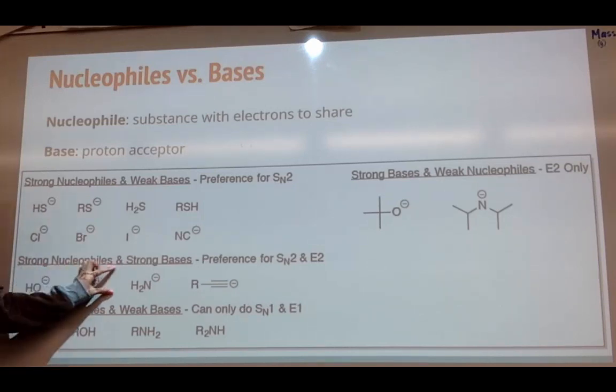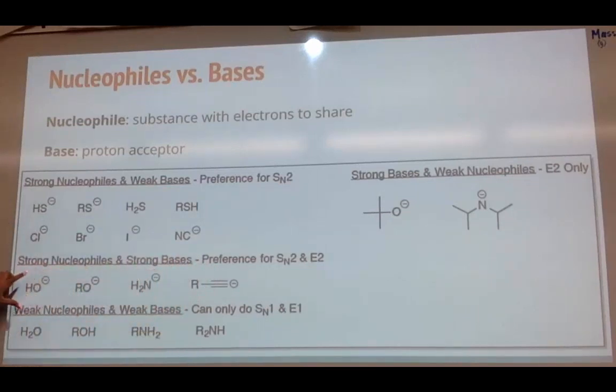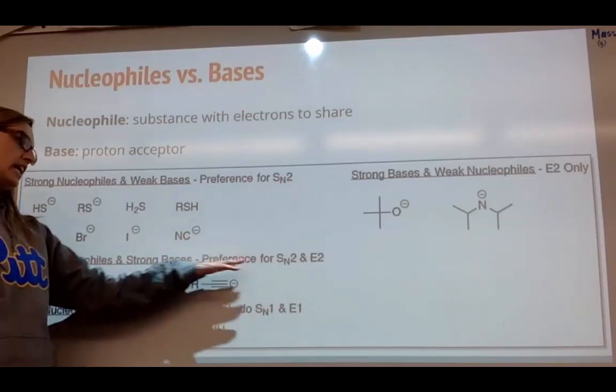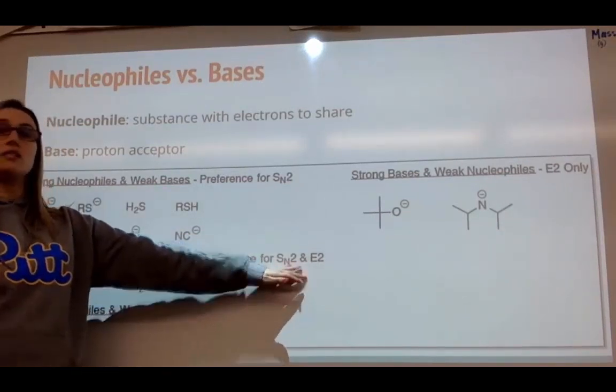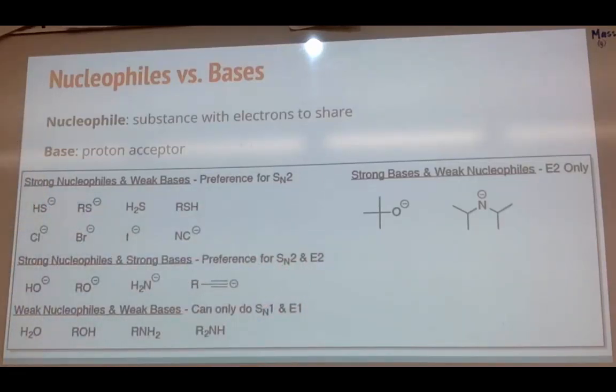Strong nucleophiles and strong bases. So you'll notice when you have a strong nucleophile and a strong base, so when they are one and the same, it can favor SN2 or E2. So strong nucleophiles and strong bases. This is what I asked in the do now. Hydroxide, most common. Strong base that's also a strong nucleophile. This OR minus, this R could be any like alkyl group.